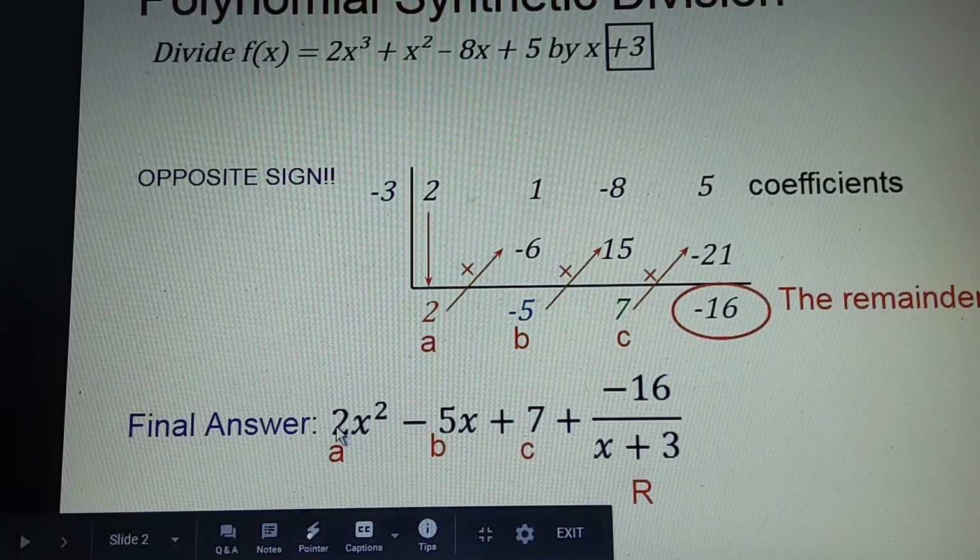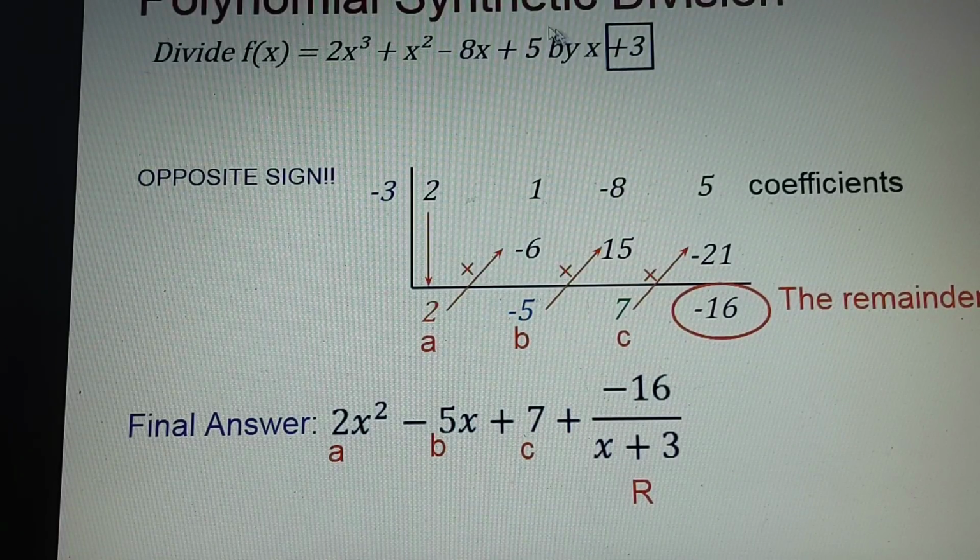And what this means is if I took this, and I multiplied it by x plus 3, I'm going to end up with the 2x cubed plus x squared minus 8x plus 5. Okay, we're going to do another one. Walk through real slow again.